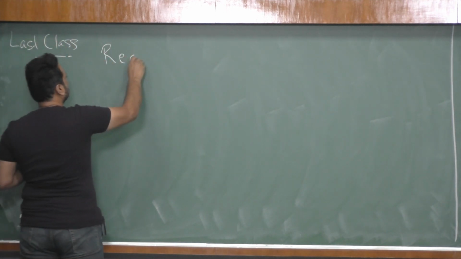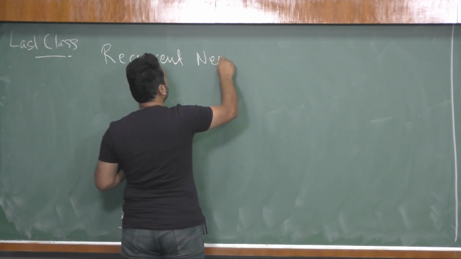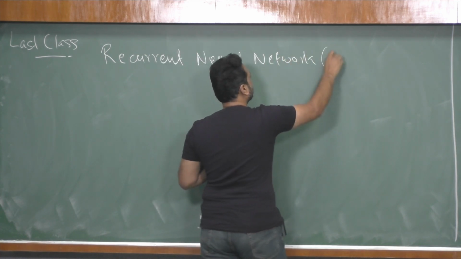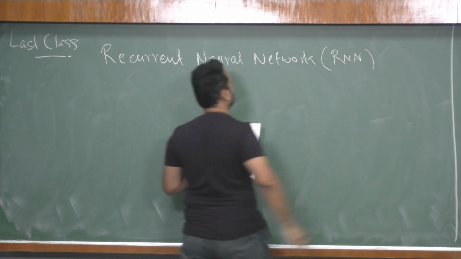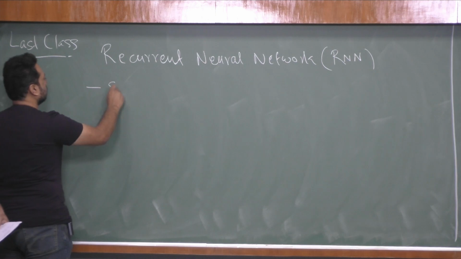We discussed recurrent neural network. And in short, it's called RNN. And we saw that it's meant for sequence problems.